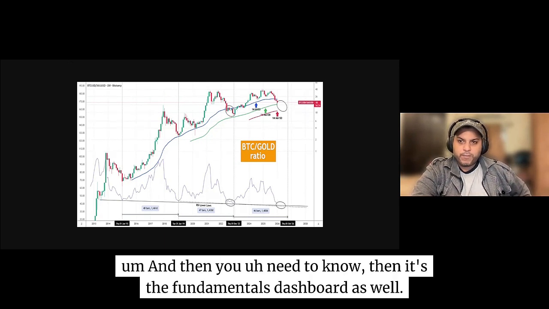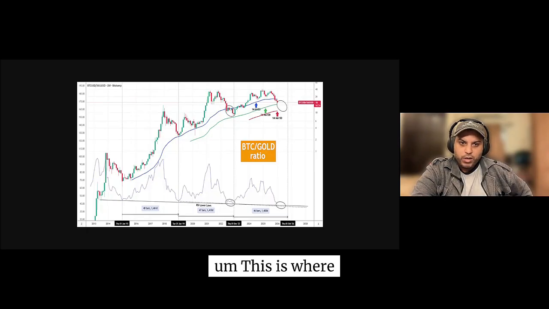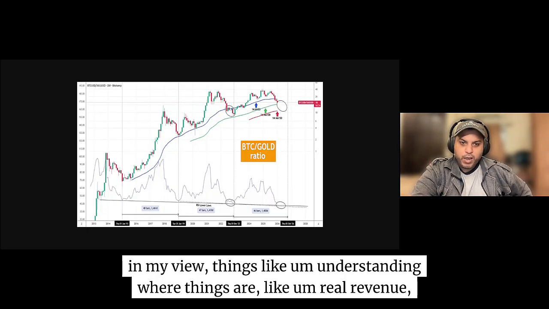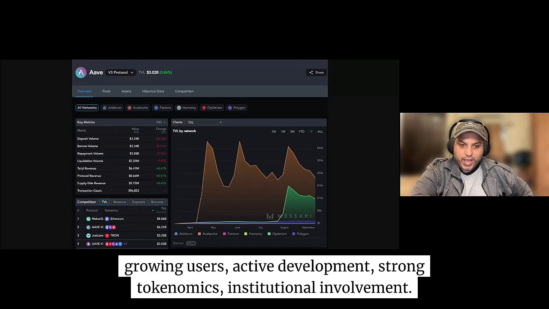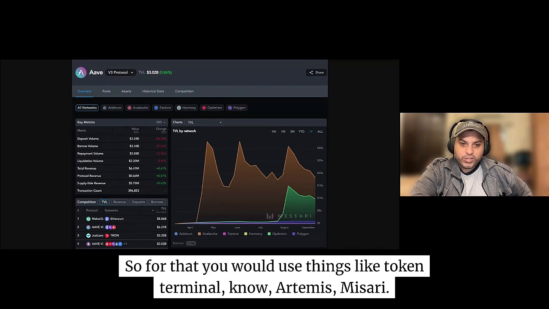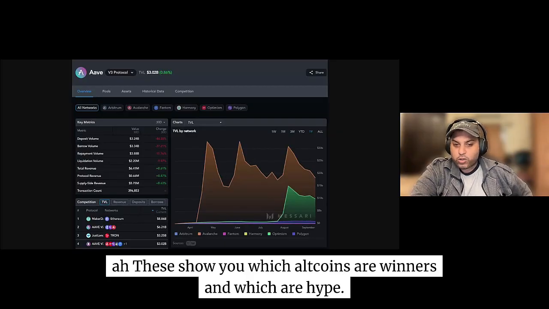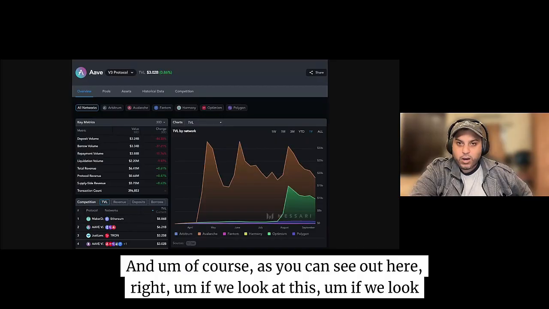And then you need to know the fundamentals dashboard as well. This is where, in my view, you understand things like real revenue, growing users, active development, strong tokenomics, institutional involvement. For that, you would use things like Token Terminal, Artemis, Messari. These show you which altcoins are winners and which are hype. And of course, as you can see out here, right?